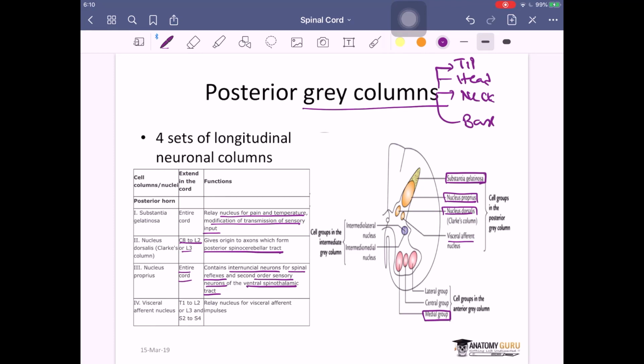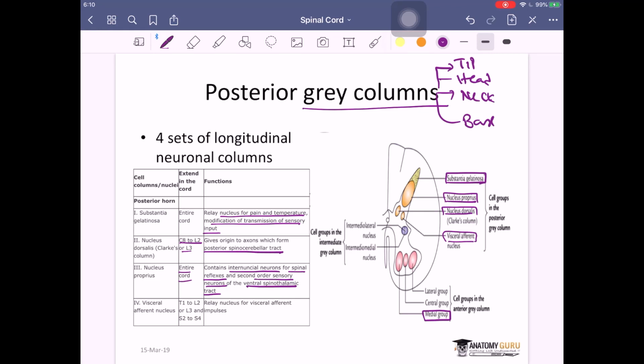Now it is saying C8 to L2 and L3. So my best guess is it has something to do with your trunk musculature and your limb balance. So the balance of your trunk and the balance of your lower limb is what it is responsible for, looking at the root value. So C8 to T2. Yeah.